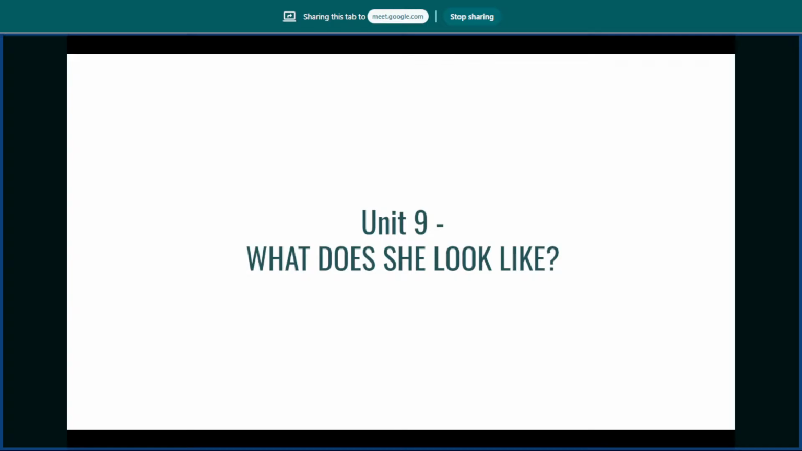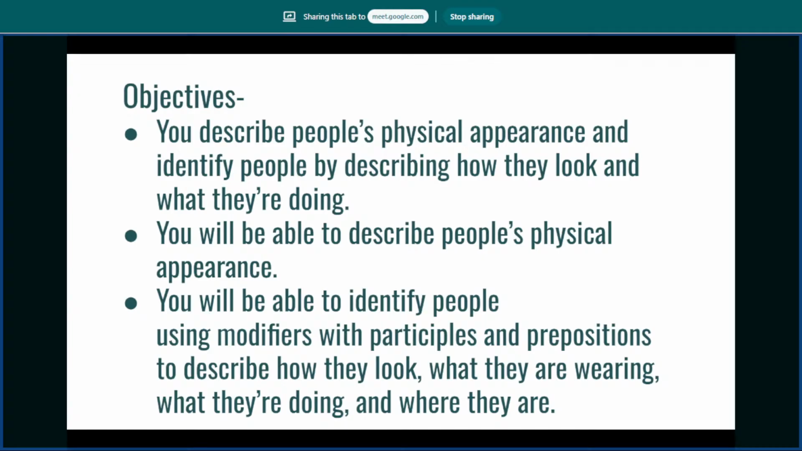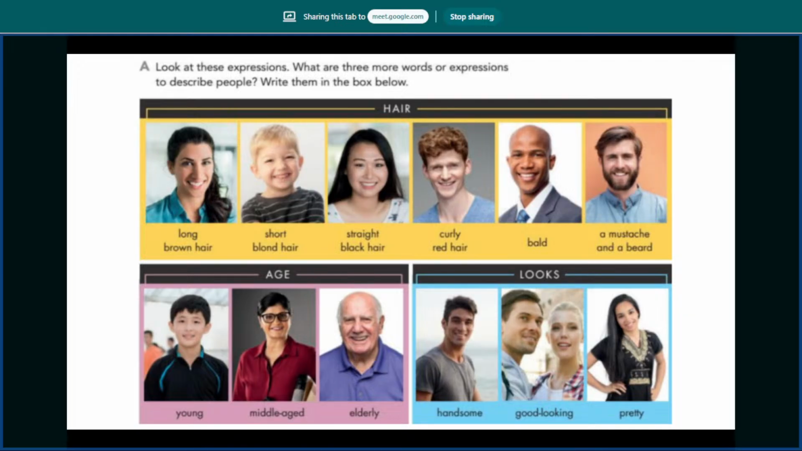Okay. Now, over here, we will be looking at how to talk about people's physical appearance, how to identify people by describing how they look and what they are doing basically. And we'll also see how to identify people using modifiers with participles. वो क्या होता है वो हम देखेंगे. Don't get confused as of now. And we'll also see how to use prepositions to describe how they look, what they are wearing, what they are doing, or where they are standing. Okay, so we'll be looking at various aspects of it. So don't get confused as of now. We'll look at it one by one.